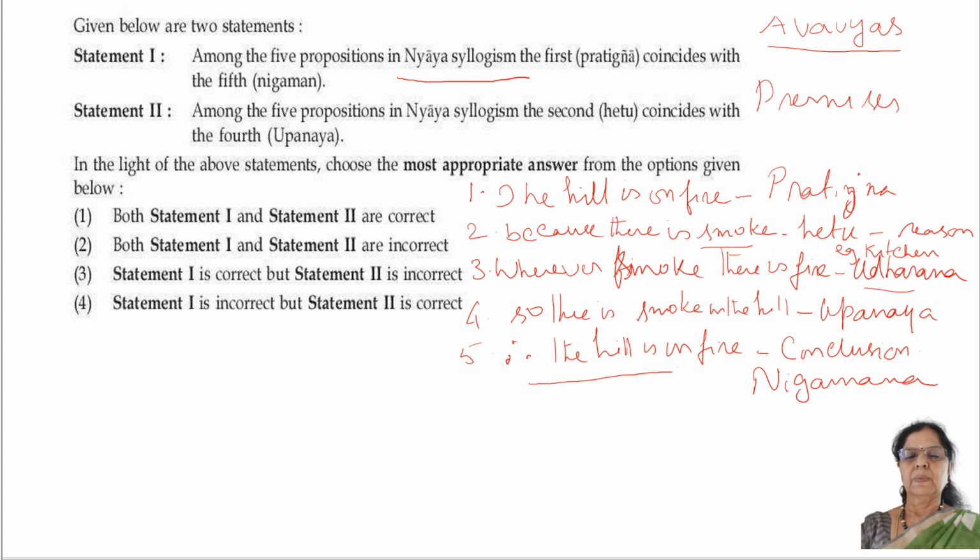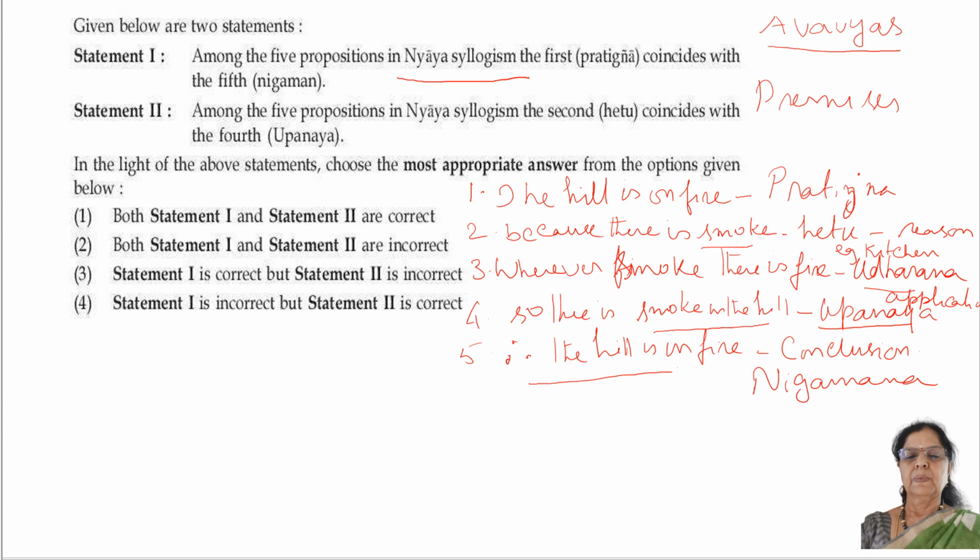So, udharana. And so I see smoke in the hill. That is upanaya, the application. And so therefore the hill is on fire. I come to a conclusion that the hill is on fire. So this is how it is.